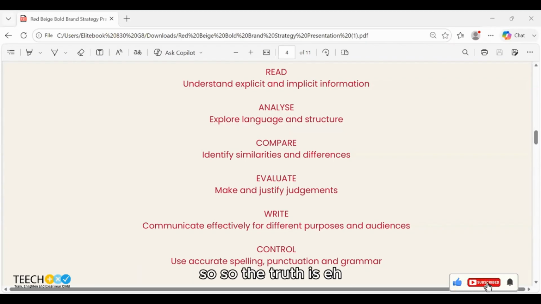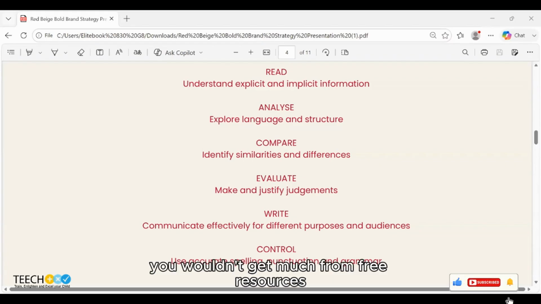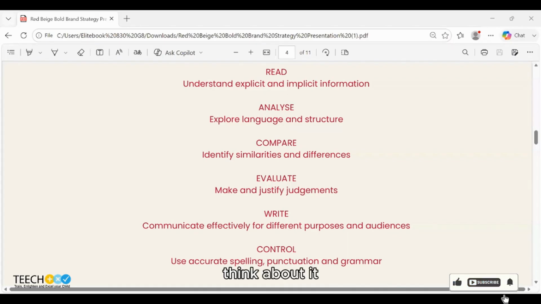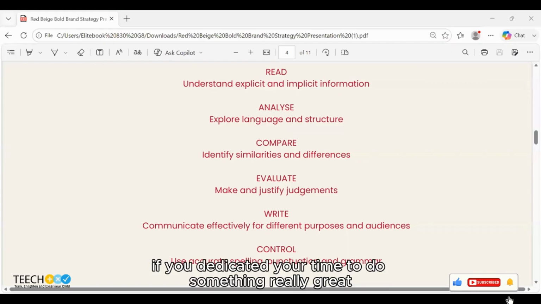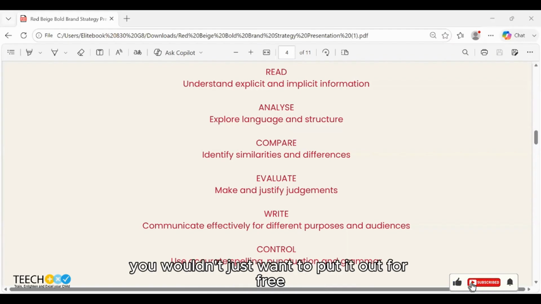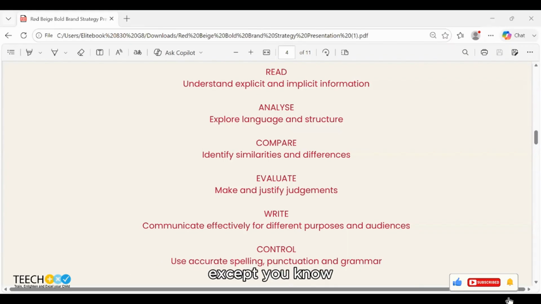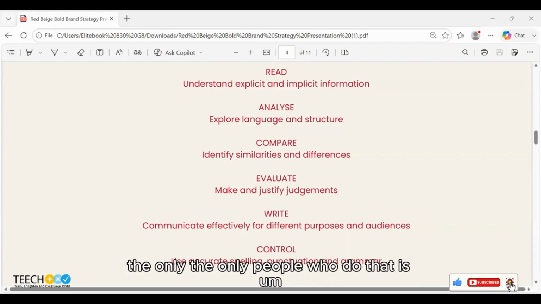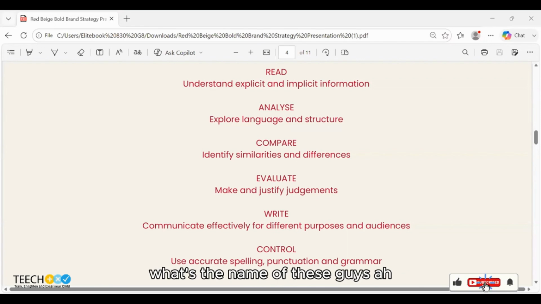Okay. Yes, so the truth is, you wouldn't get much from free resources, right? Think about it. If you dedicated your time to do something really great, you spent months or years trying to perfect something, you wouldn't just want to put it out for free. Except, the only people who do that is, what's the name of these guys?